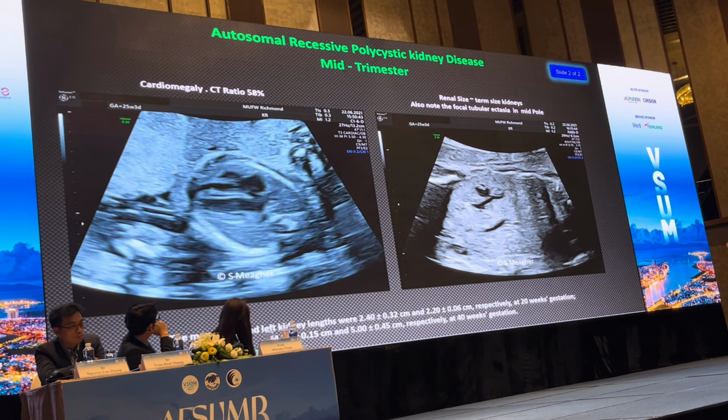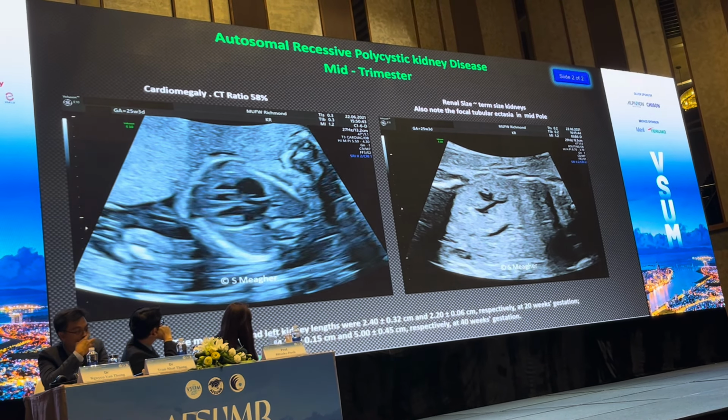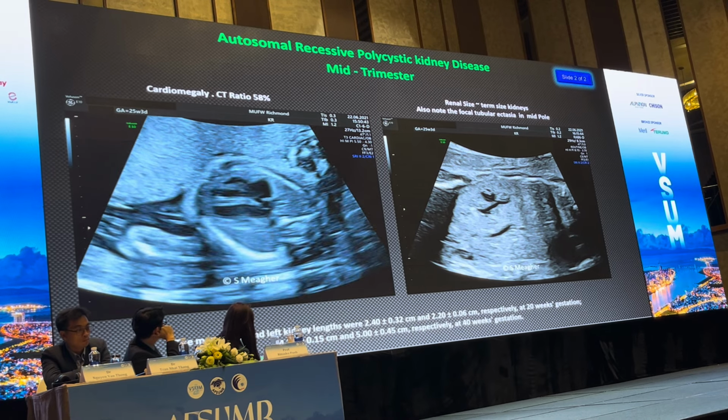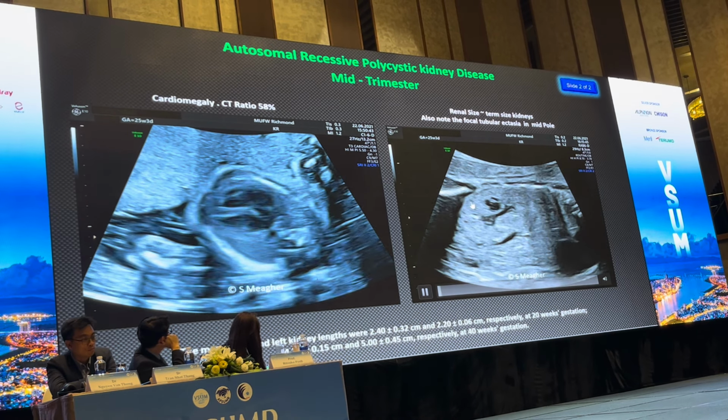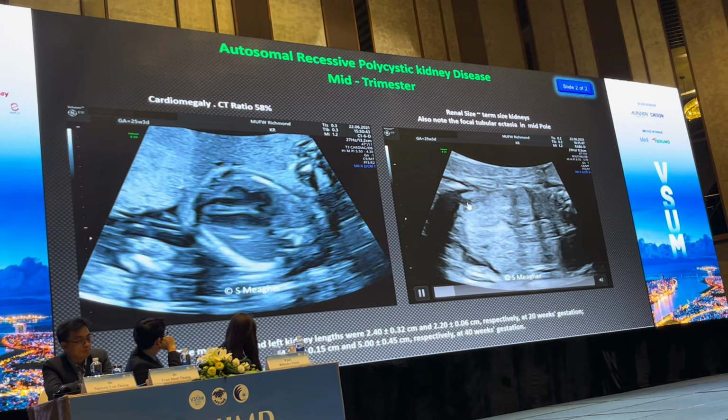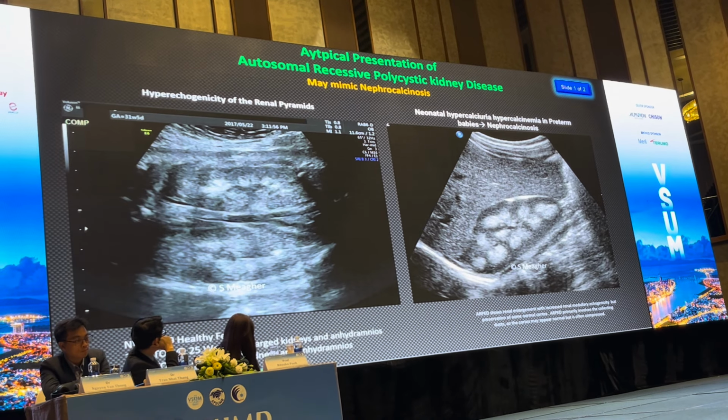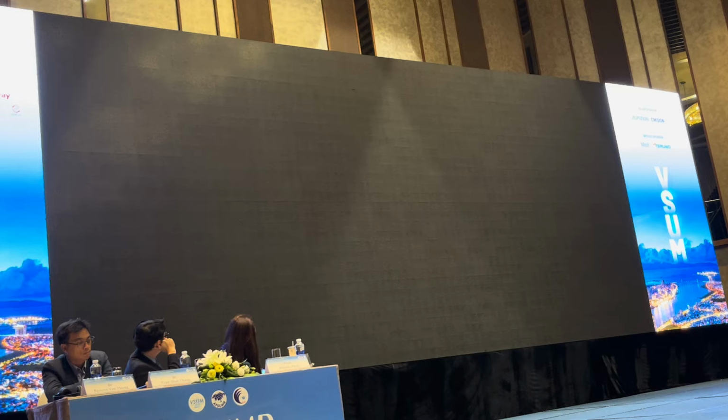Again, you look at the heart, looking for cardiomegaly, cardiomyopathy, and in this case, a cardiothoracic ratio of 58%. 50% is the normal cardiothoracic ratio. So these are the typical appearances of infantile polycystic kidney disease.